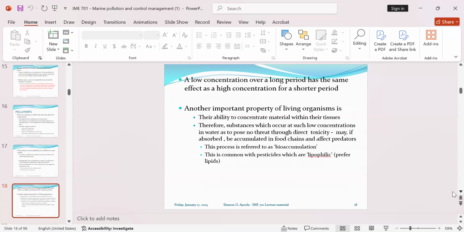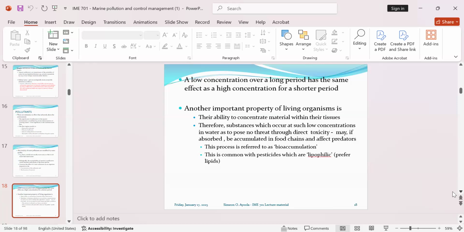So another important property of living organisms is their ability to concentrate materials within their tissues. Now, some organisms accumulate most of these toxicants into their tissues, and with time, it diffuses. But some organisms don't have that mechanism. Therefore, substances which occur at such low concentration in water as to pose no threat through direct toxicity, because of the low concentration, there's a tendency for them to diffuse it and it will not have any effect. That is, if absorbed, it can be accumulated in the food chain and affect the predators.